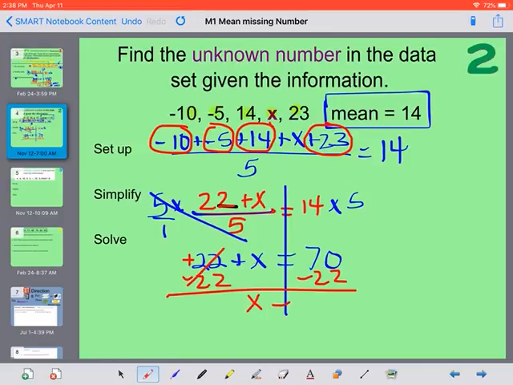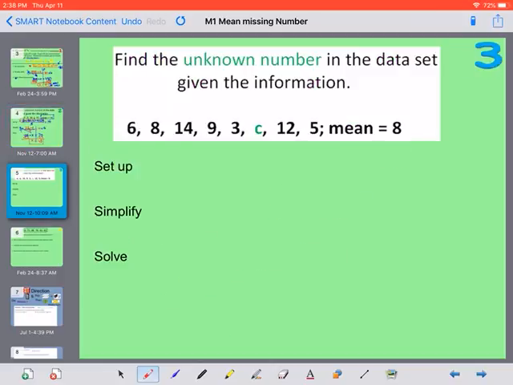Then we have x equals 48. So our missing number in the data set was 48. Let's flip over to the back side.